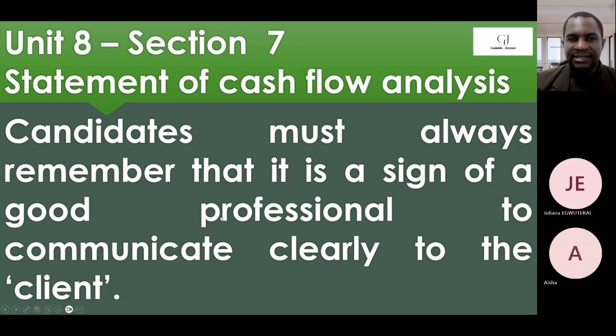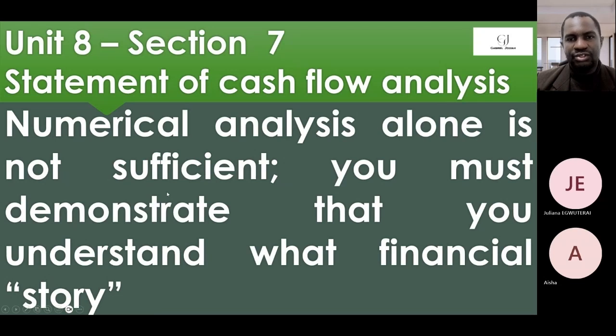Remember, it's not just the numbers in the cash flow statement, but how you are able to communicate the movements in those SFP. So numerical analysis alone is not sufficient. You must demonstrate that you understand what the financial story is. So the statement of cash flow analysis is not an exception. The numbers in the cash flow statement don't mean anything. They don't earn you marks.